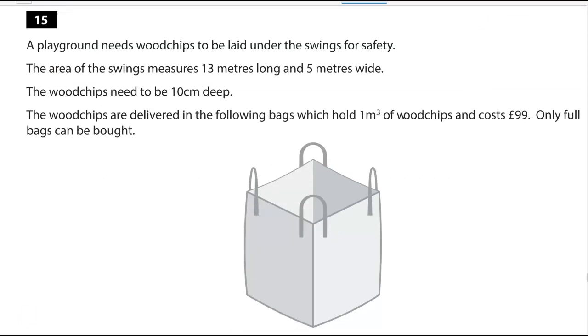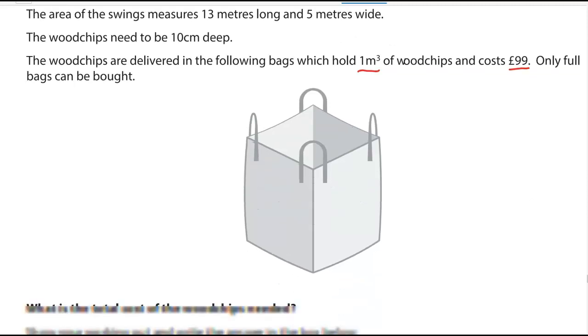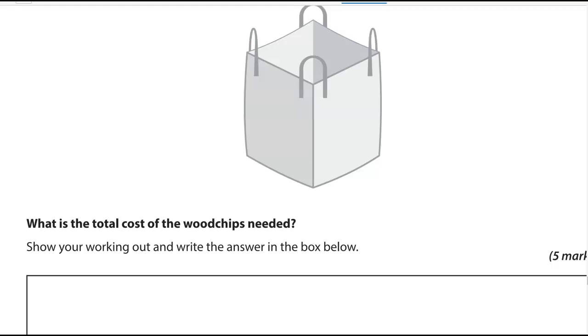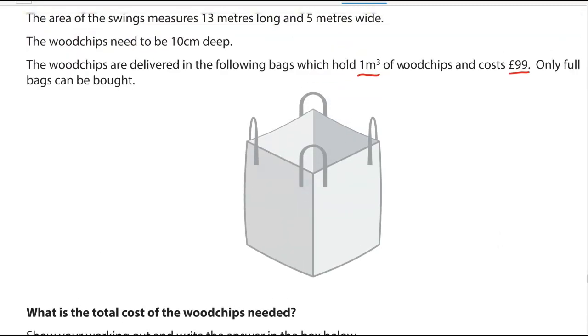A playground needs wood chips to be laid under the swings for safety. The area of the swings measures 13 meters long and 5 meters wide. The wood chips need to be 10 centimeters deep. The wood chips are delivered in the following bags, which hold 1 cubic meter of wood chips and cost £99. Only full bags can be bought. What is the total cost of the wood chips needed? Show your working out and write the answer in the box below.